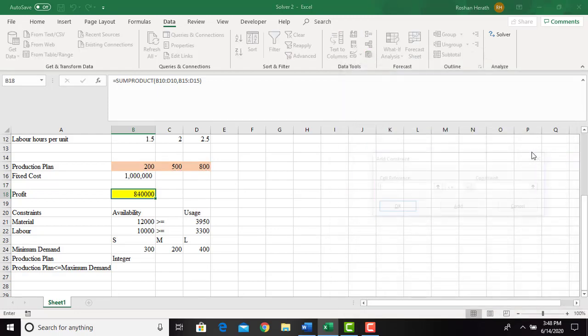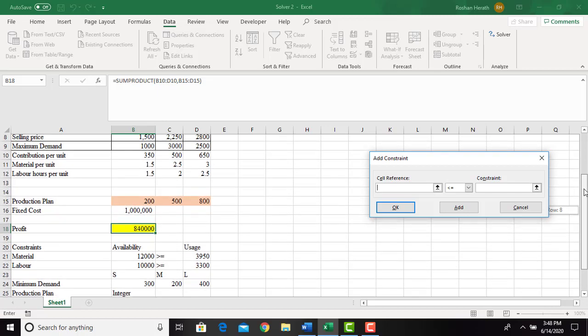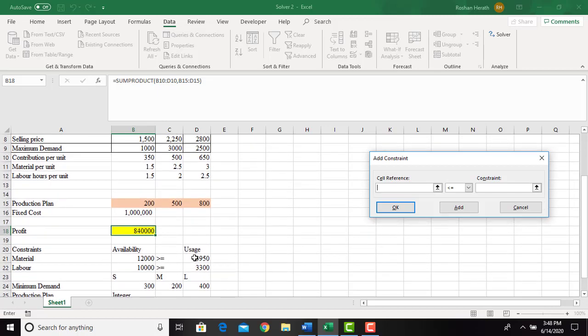Then you need to add the constraint. Let's add them one by one. So the first one is, your usage must be less than or equal to the availability. The material usage must be less than or equal to the availability.